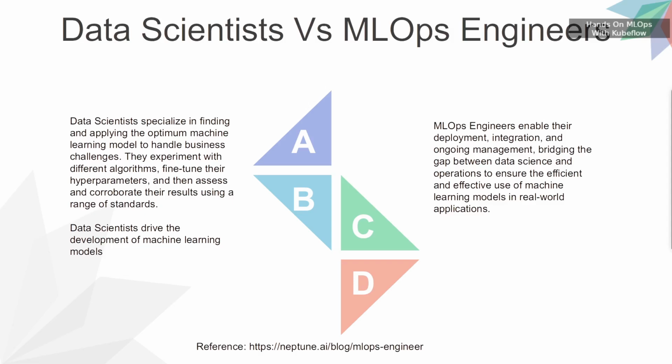Now, if we compare data scientists with MLOps, we will see that data scientists are specialized in finding and applying the optimal machine learning model to handle business challenges. They will experiment with different algorithms, fine-tune their hyperparameters, and then assess and communicate their results using a range of standards. Data scientists drive the development of machine learning models. On the other hand, MLOps engineers enable their deployment, integration, and ongoing management, which helps them bridge the gap between data science and operations to ensure the efficient and effective use of machine learning models in real-world applications.